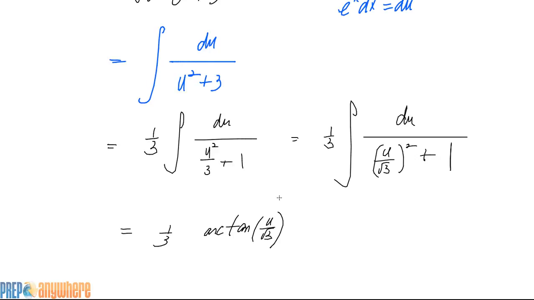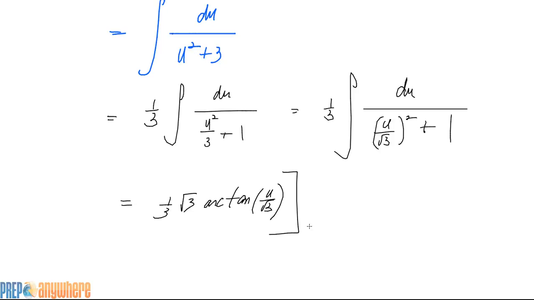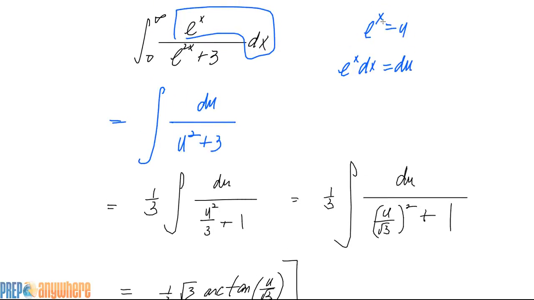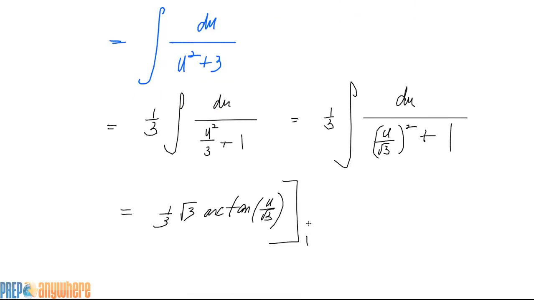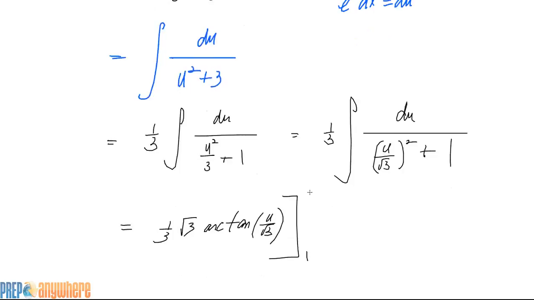Normally if I differentiate that, I have to times it by 1 over root 3, so I have to times this by the reciprocal of that, root 3. Now in here I have to plug in my numbers. When x is equal to 0, you see that u is going to be 1. And when x is going towards infinity, u is also going towards infinity.